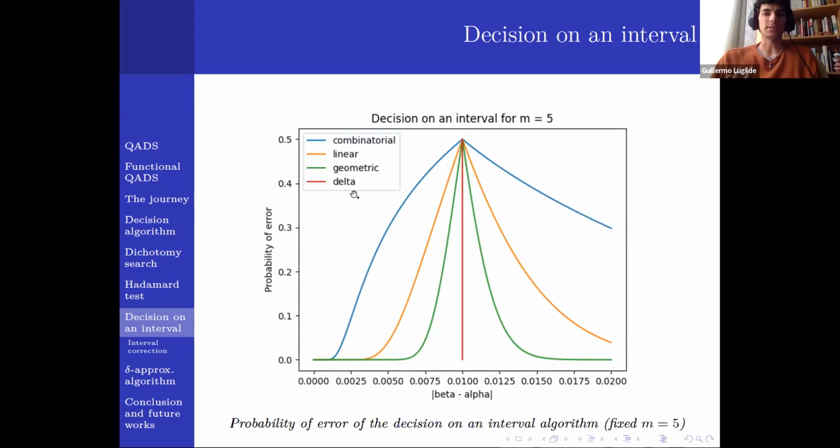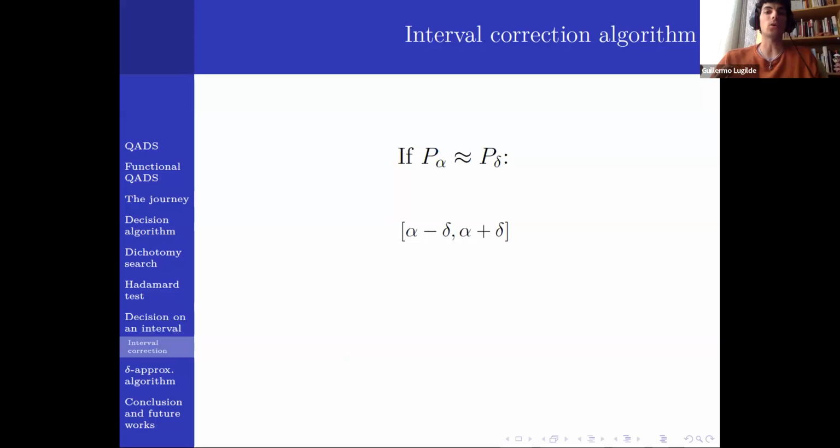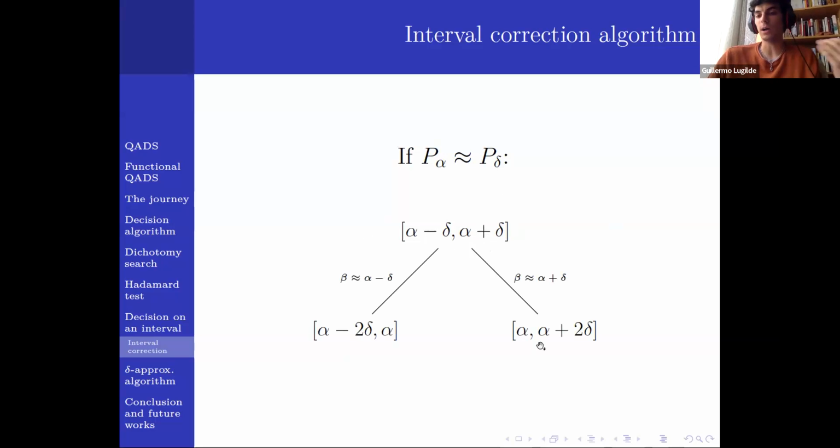But there is a way of correcting this. We are going to upgrade this algorithm to obtain the interval correction algorithm. So now we not only try to decide if beta belongs to the interval, but we allow ourselves to modify or correct the interval when needed. For example, if we find out that beta is really close to this alpha plus delta endpoint, we can slide the interval towards the right to obtain the interval alpha, alpha plus 2 times delta, which has the same length as the previous one, but a much greater probability of containing beta.